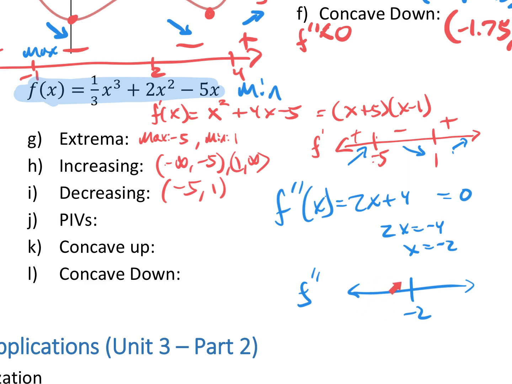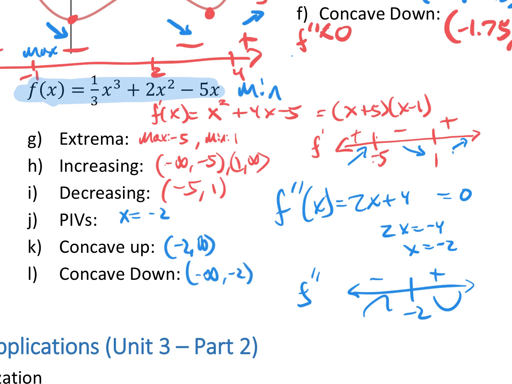Okay, and we plug in like negative 3. Plug in negative 3 here, and this whole thing is negative. That means it's concave down. Plug in 0 maybe. And this whole thing is going to be positive. That means concave up. The point of inflection value is at x equals negative 2. And we're going concave up from negative 2 to infinity. Concave down from negative infinity to negative 2.